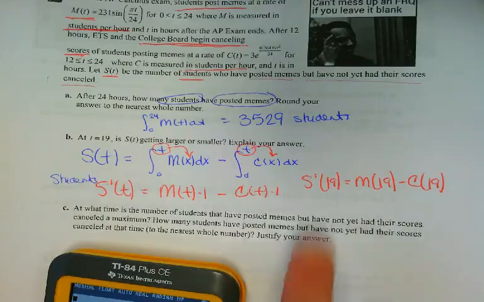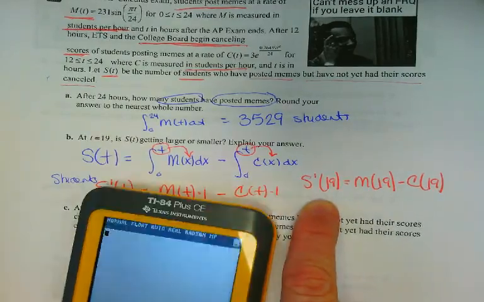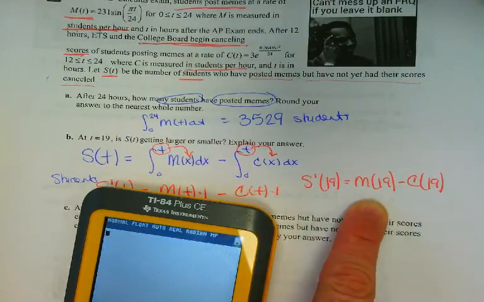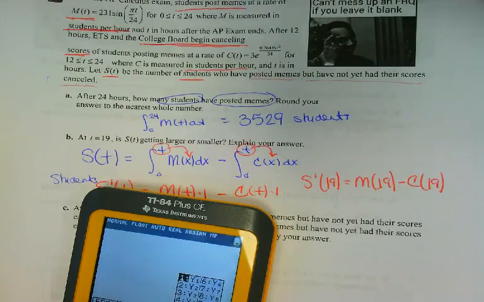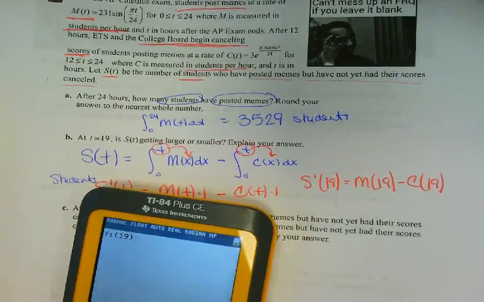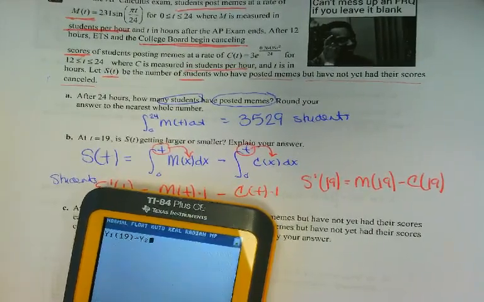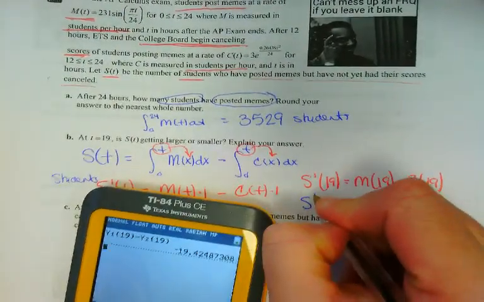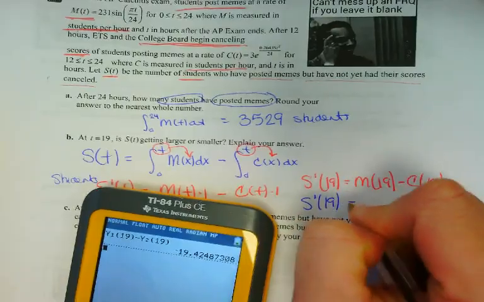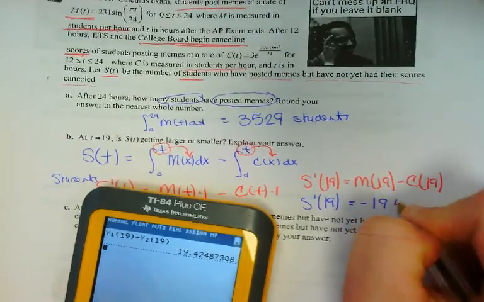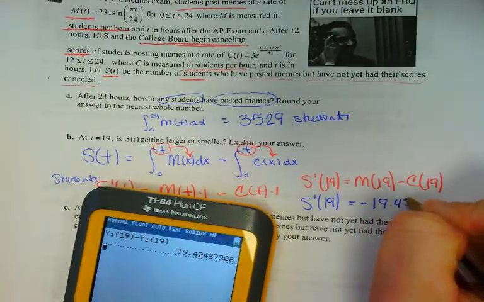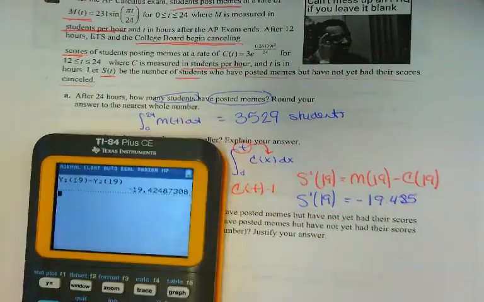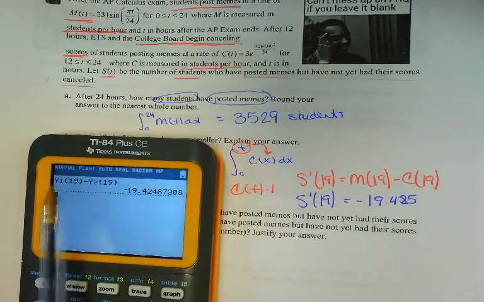Oh, I need s prime. So I have to take its, nope, I just need m of 19. Man, I'm out of it today. M of 19 minus c of 19. How does negative 19 point something sound? 425. Oops, 425. So again, this was in y1, y2.